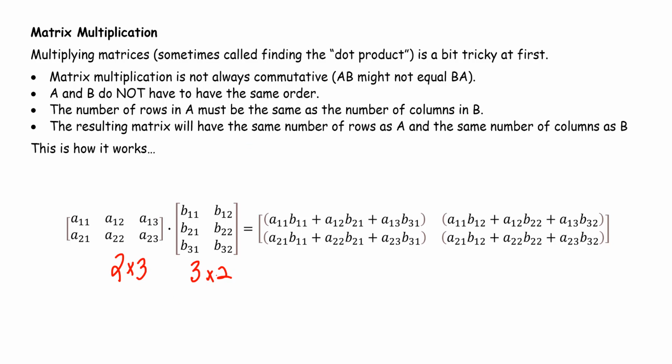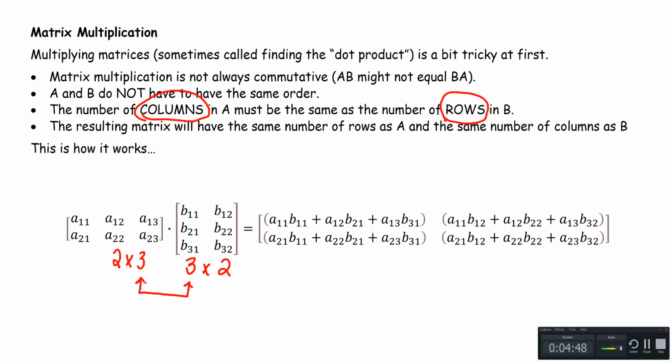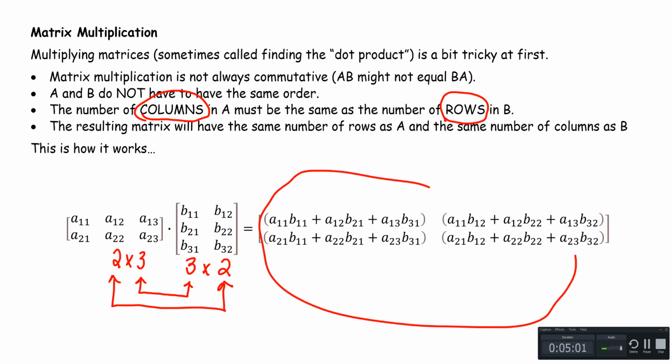And so in order to be able to multiply two matrices using the dot product, these middle two numbers have to be the same. The number of columns in the first matrix has to be the same as the number of rows in the second matrix. So the middle numbers have to be the same. And then when you get your resulting matrix, it's going to have the order of the outside numbers, 2 by 2. So you can see that the answer is a 2 by 2 matrix, 2 rows and 2 columns.